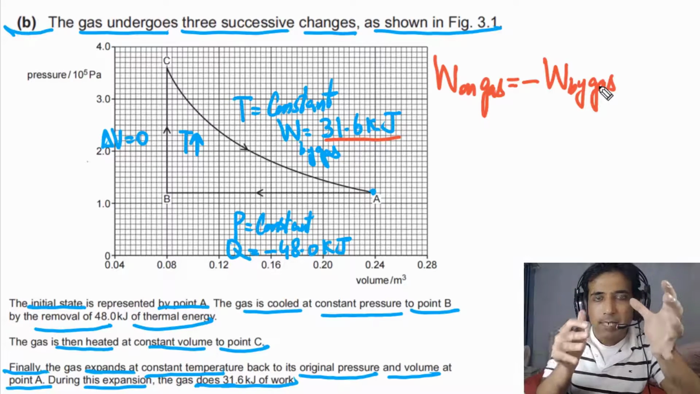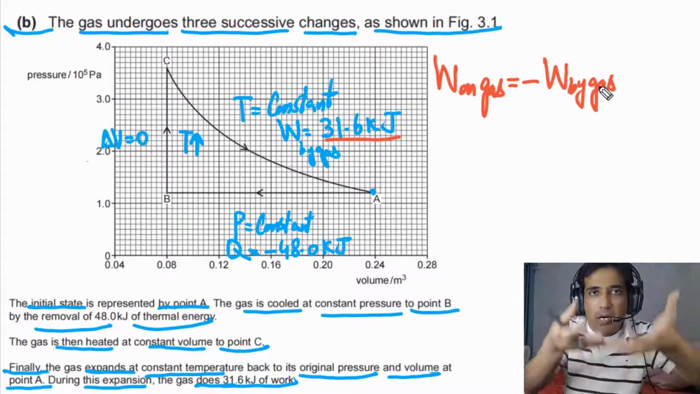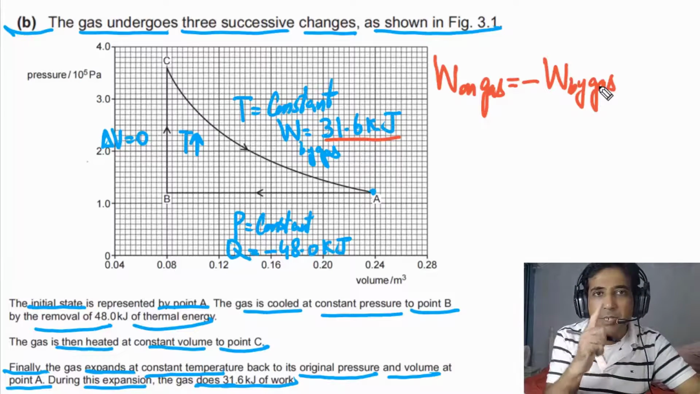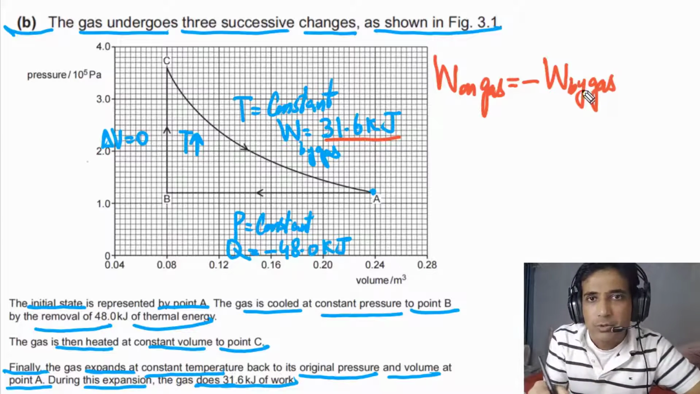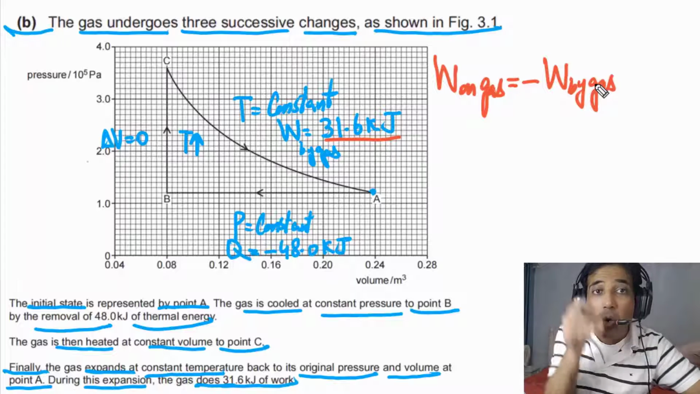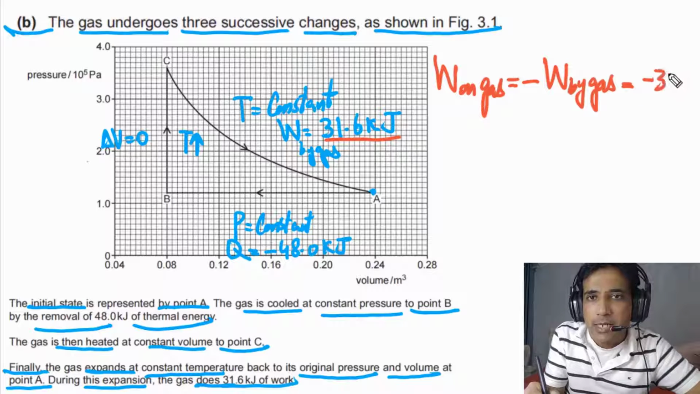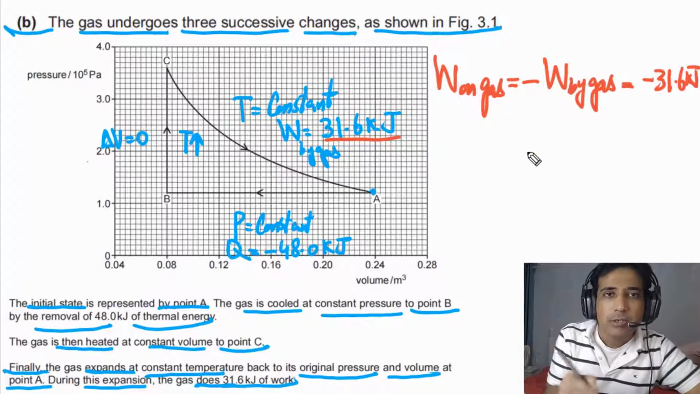If work is done by gas, it means the gas expands, so gas applies force in upward direction, and displacement is also in the same direction. So we take work done by gas in that case as positive. But if we need to calculate work done on gas, that will be opposite. So in this case, we can say work done on gas is equal to negative 31.6 kilojoules.